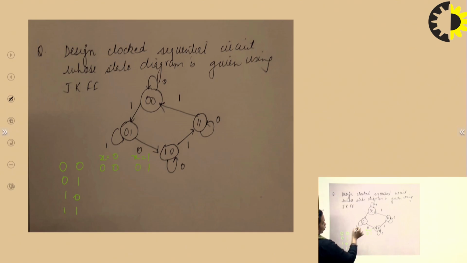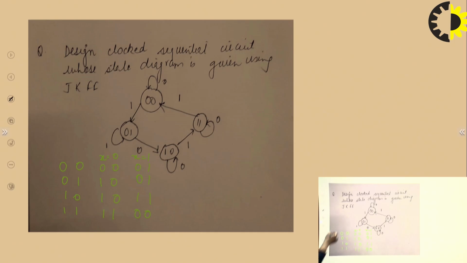If I take 01, when input is 0, it is going to 10, and when input is 1, it is not changing, it is at 01. Similarly, 10 when input is 0 stays at 10, but when input is 1 it is moving to 11, right? Similarly, 11 when input is 0, where is it? It is at 11 only, and when input is 1, it is moving to 00, right? So this is how you will create your table. This is the first table.